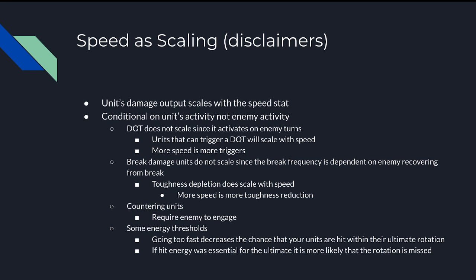And technically, there are some energy thresholds. If you are dependent on an enemy to hit you in order to meet your energy needs and rotations, if you go too fast, you won't give the enemy as much time to hit you. So you are more likely to actually miss your energy rotation to hit the ultimate if you are dependent on the enemy to hit you. So that is a couple of risks associated with it. But in general, you can use speed as a multiplier for your damage output.